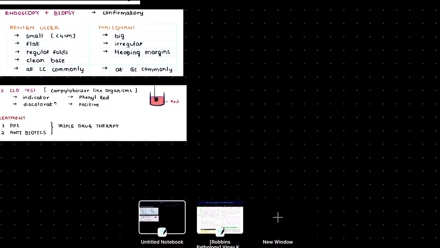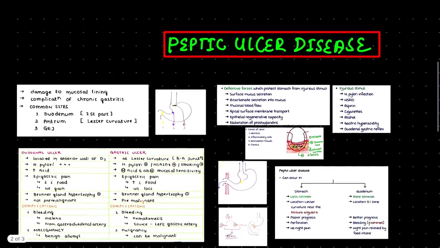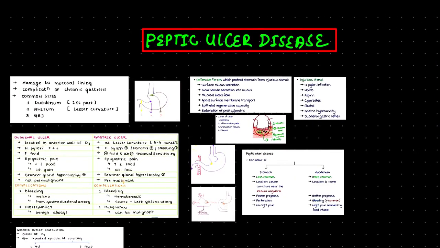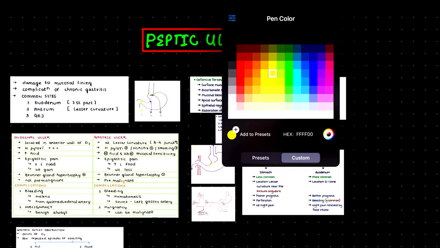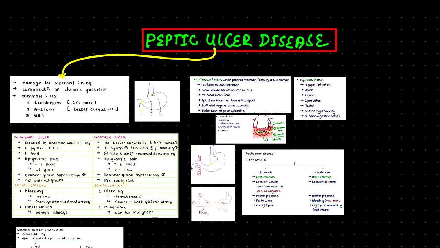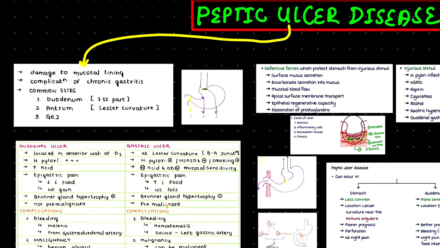Now getting into the discussion, the first thing that we should know is the word ulcer. The word ulcer means damage to the mucosal lining, or a breach in the mucosa. And what is peptic ulcer disease? It is due to the complication of chronic gastritis. Chronic gastritis will be made more clear further. So it is a complication of chronic gastritis.